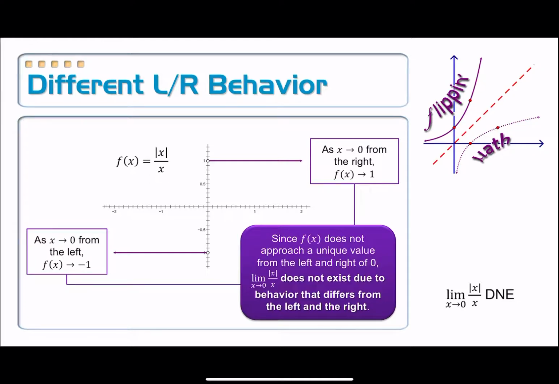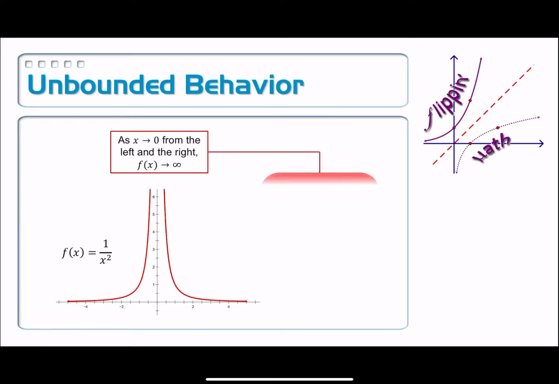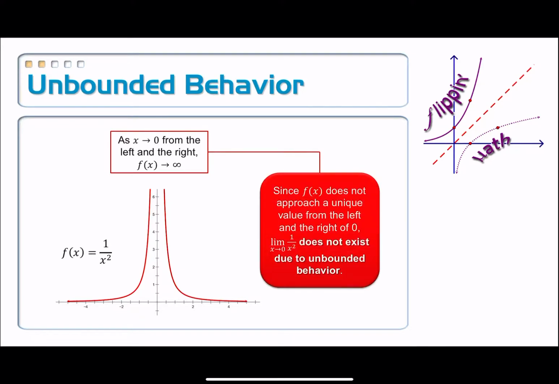The second one has to do with unbounded behavior. Here we have a vertical asymptote on the graph of f of x is equal to 1 over x squared. So from both the left and the right side of 0, x equals 0, we can see that the function is increasing without bound. f of x is approaching infinity. And infinity is not a unique number. It's not a number at all. It's just the idea that something's getting larger and larger without bound.